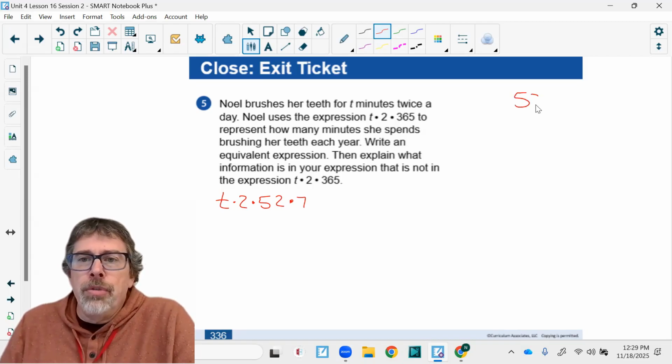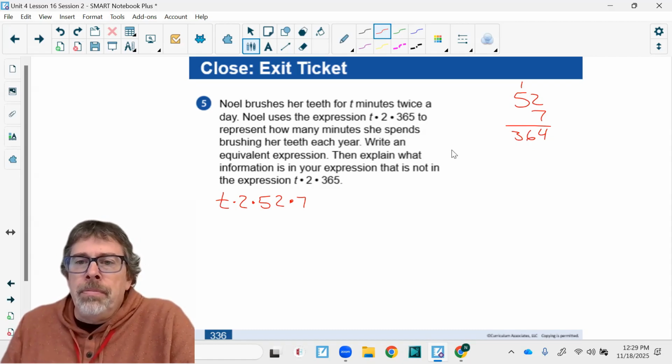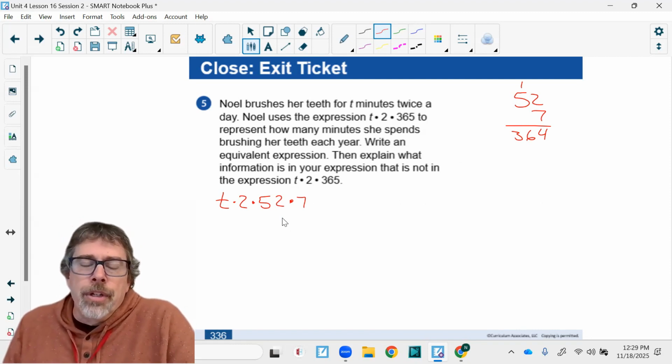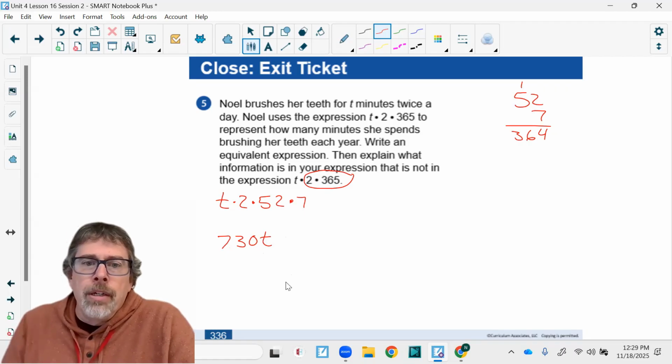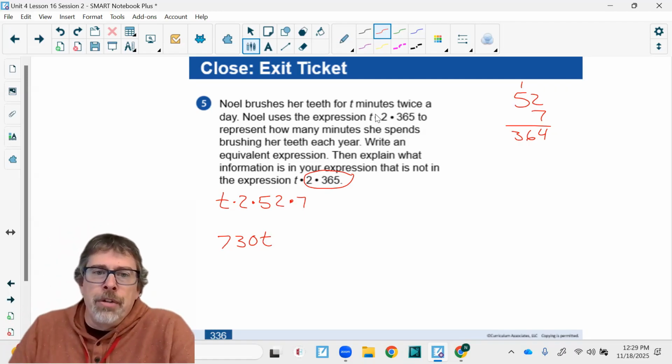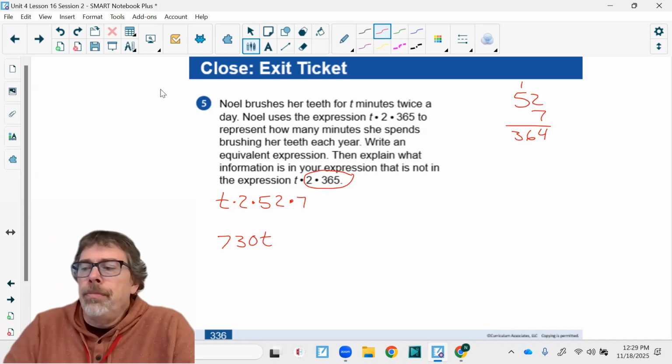Well, if you take 52 and there are 7 days in a week, 7 times 2 is 14, 7 times 5 is 35, plus 1 is 36. You're missing a day. Anyhow, it's close enough. Or we could take 365 times 2, which is 730. So you could say 730 times T, the number of minutes she spends over 730 brushes. Either of these two would work. All right, that's the end of session 2.